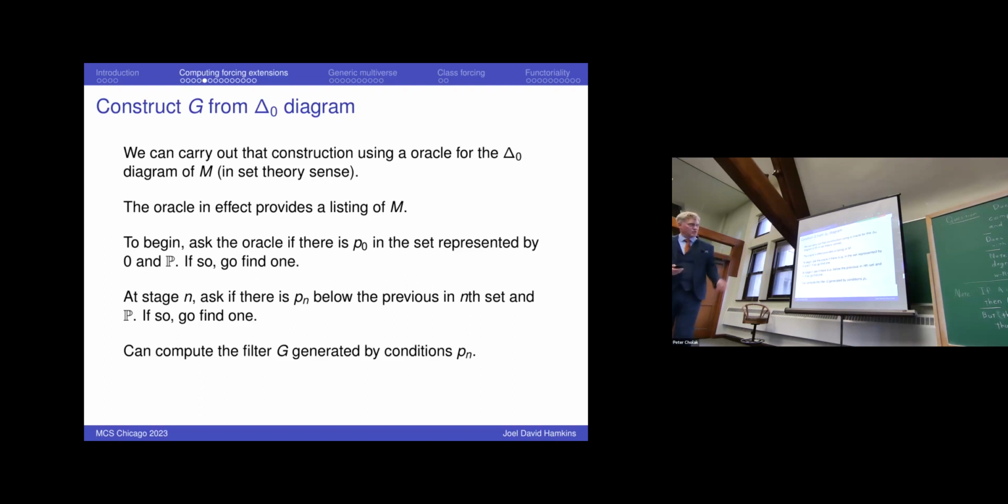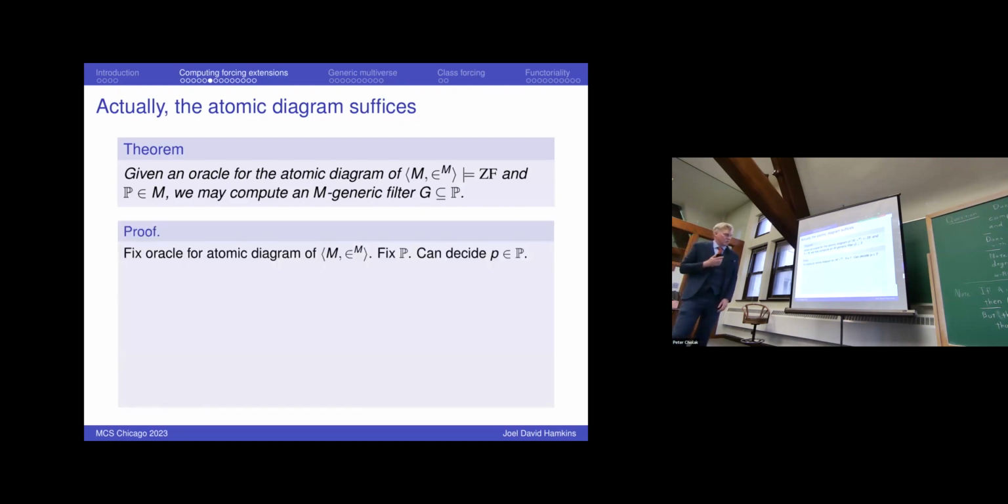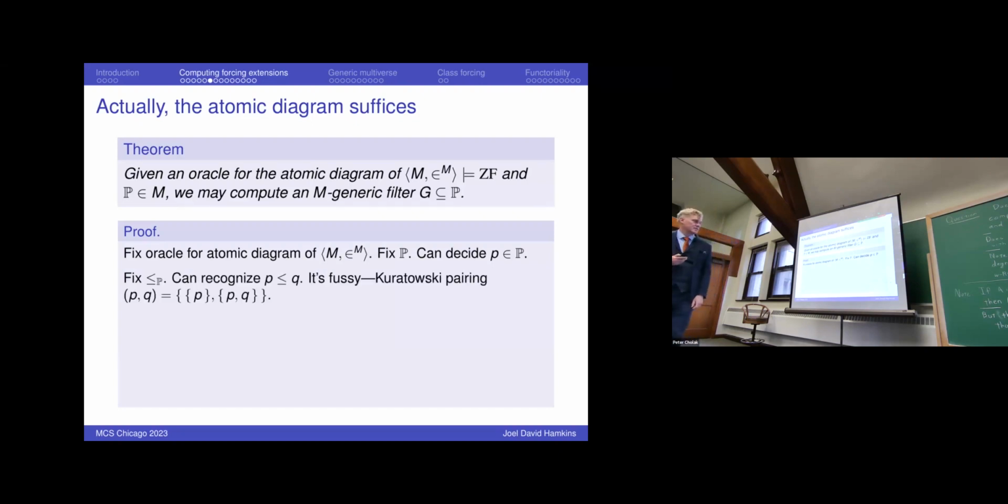Okay, so this is the first version where I'm using the delta zero diagram, but I told you we don't actually need the delta zero diagram, we can actually do it with the atomic diagram. And so let me give that argument. So if all I have is an oracle for the atomic diagram, which as we said, doesn't know any set theory hardly, I can still compute the generic filter. So let me describe how that goes. Okay, so fix an oracle for the atomic diagram, fix the partial order P. So we can decide membership in P, because that's exactly what the atomic diagram tells us.